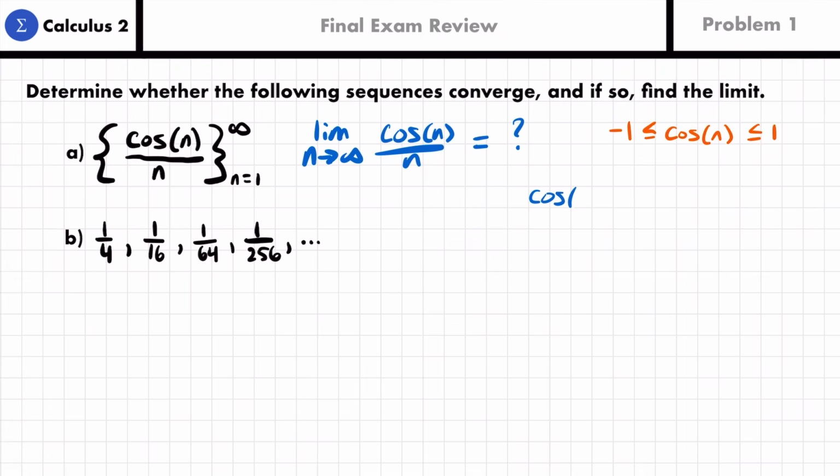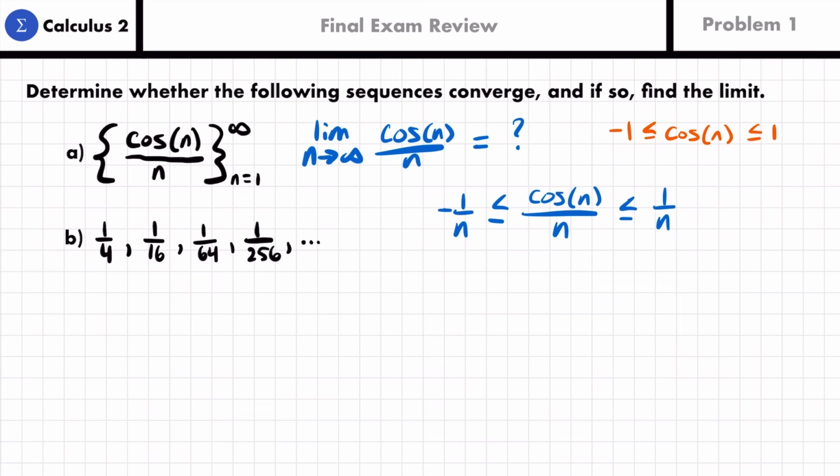We know that cosine of n divided by n would have to be less than or equal to 1 divided by n, and greater than or equal to -1 divided by n, right? Because cosine of n, as we just wrote down, is between -1 and +1. And so if you divide each part of that inequality by n, then the inequality will still be true. Of course, assuming that n is not 0, which in this case it's not, n starts at +1 and increases towards infinity. So this is a true statement. We are allowed to say this, but then what we can do is take the limit of each part. And this is where the squeeze theorem comes into play.